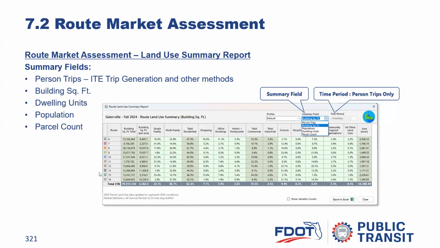Okay. So just looking at the summary fields, we mentioned this, the summary field here, the time period, person trips only. So we've kind of touched on this, person trips being ITE trip generation and other methods that are detailed in the spreadsheet that we showed yesterday.